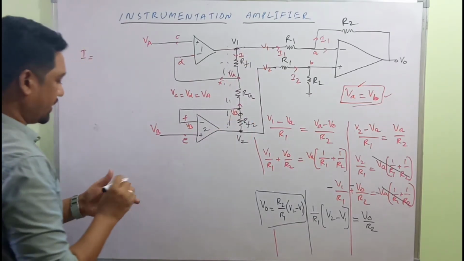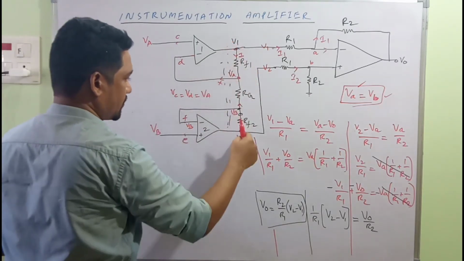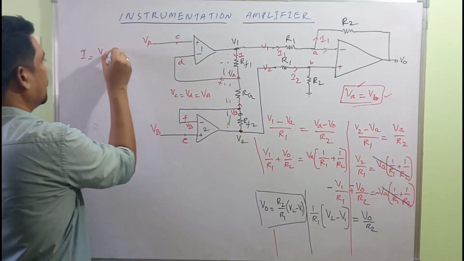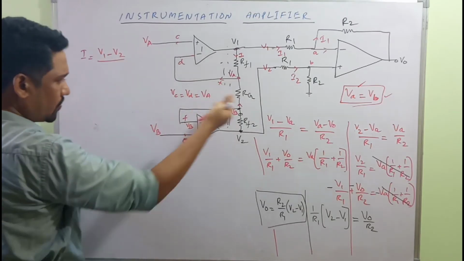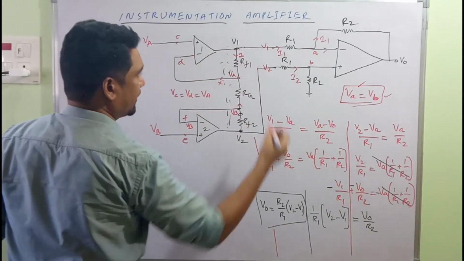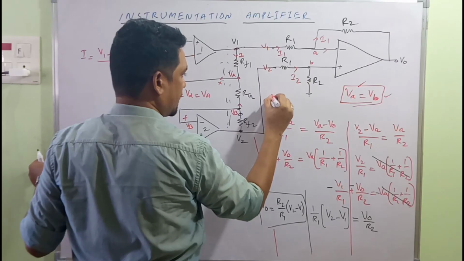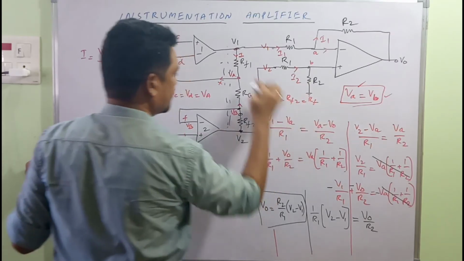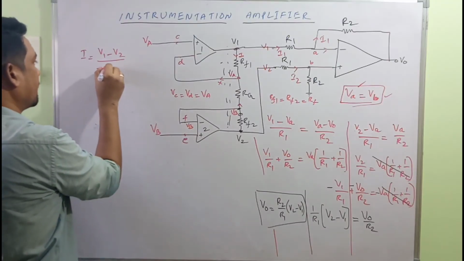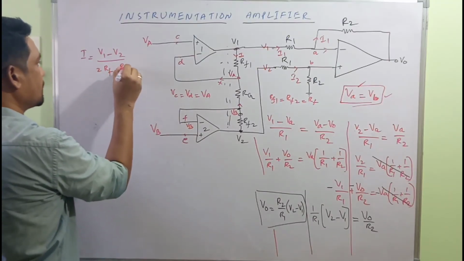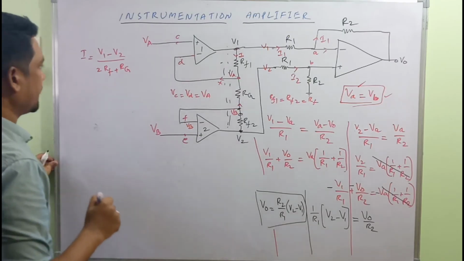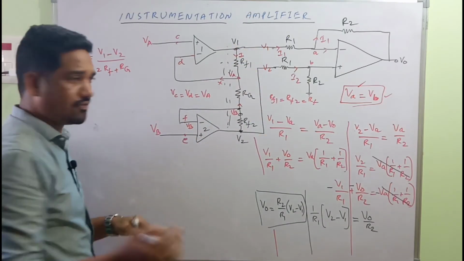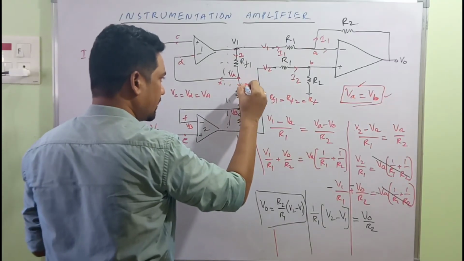And I from this node to this node is V1 minus V2 upon, guys, what if we have this condition: RF1 equal to RF2 equal to RF. That gives us twice RF plus RG, right? From this point to this point, the same I will be flowing in this loop also. So here it's I.